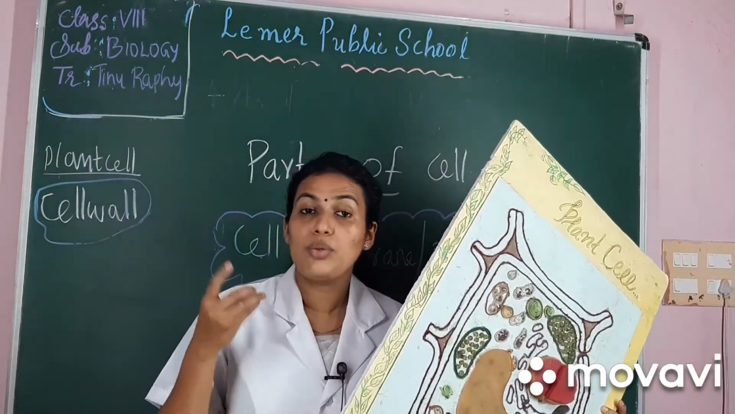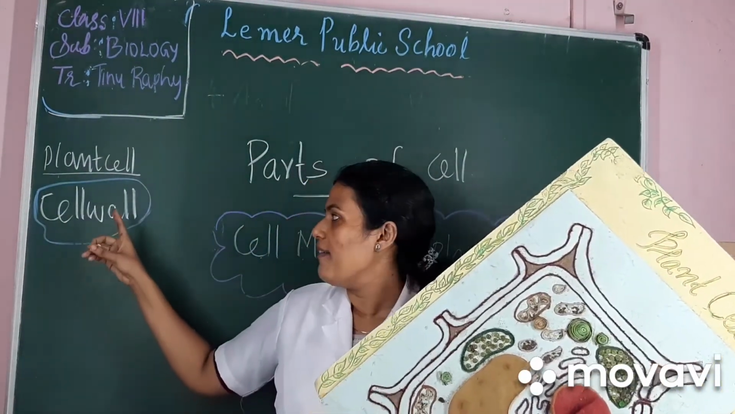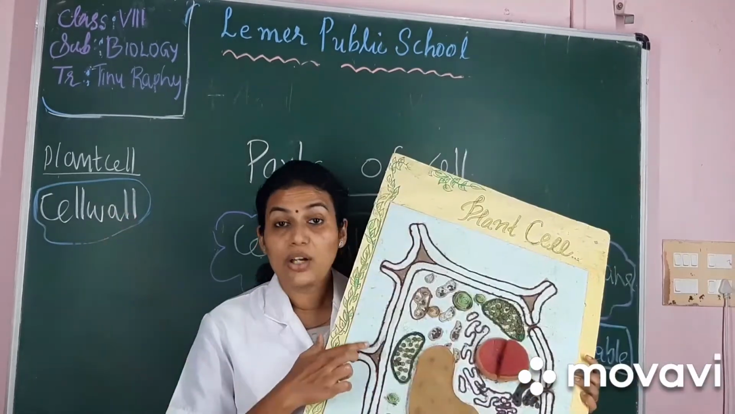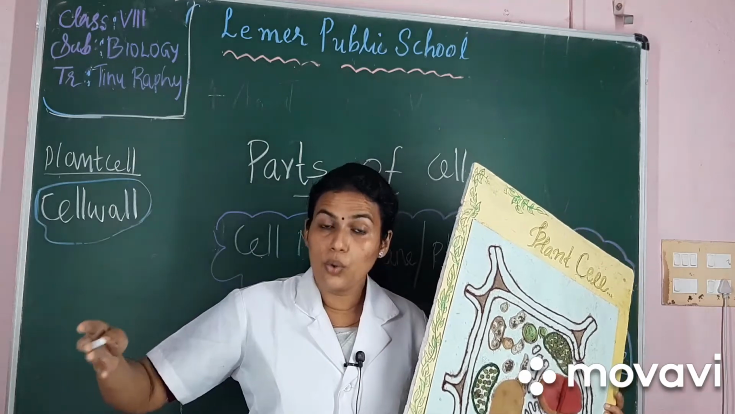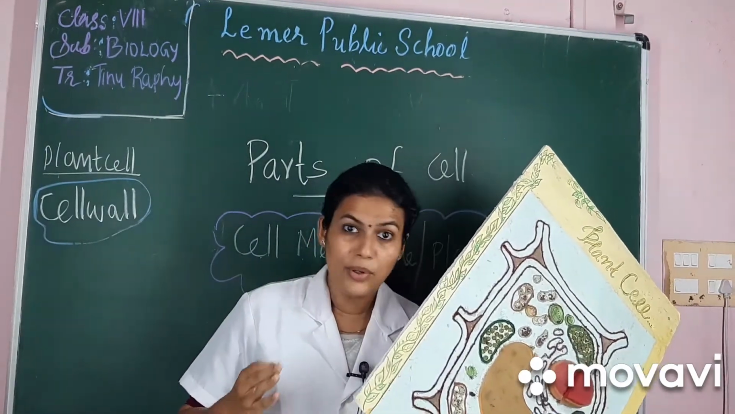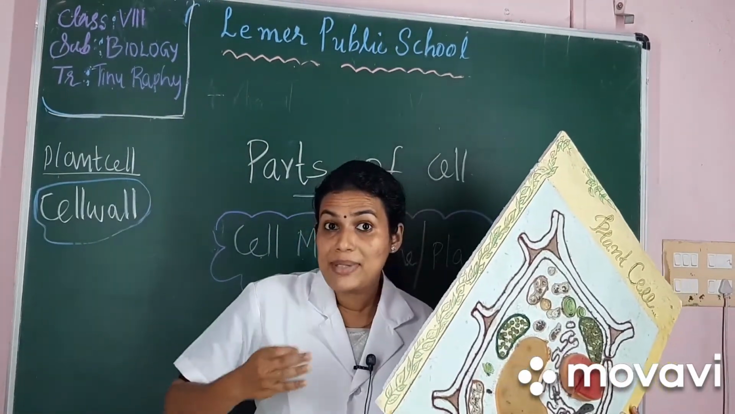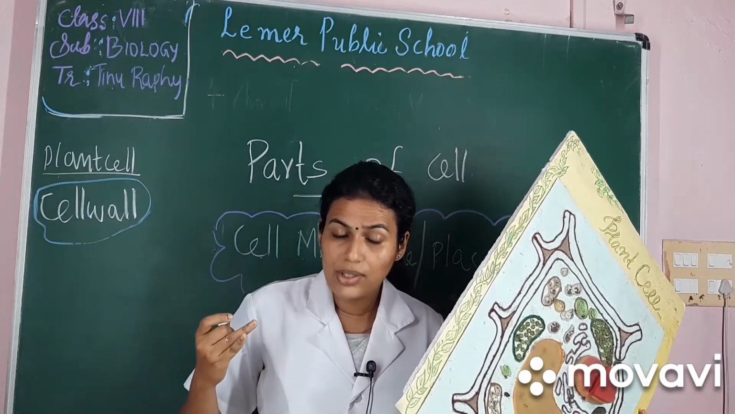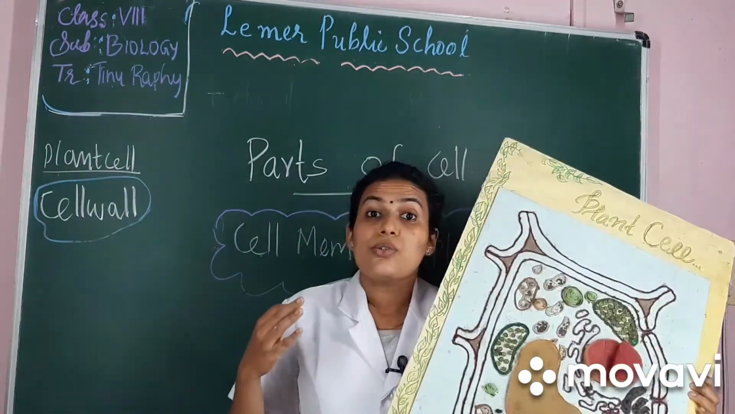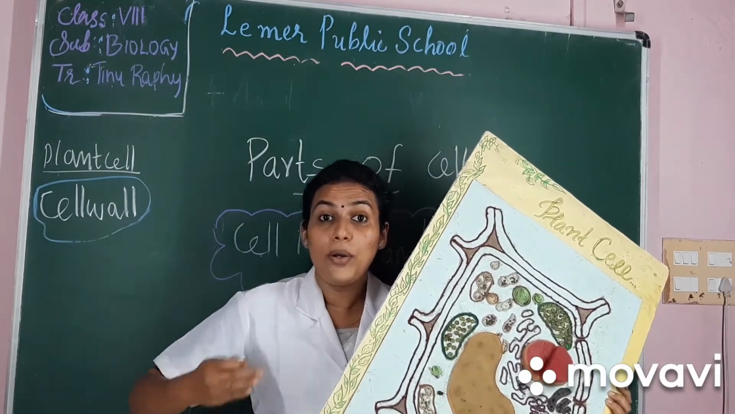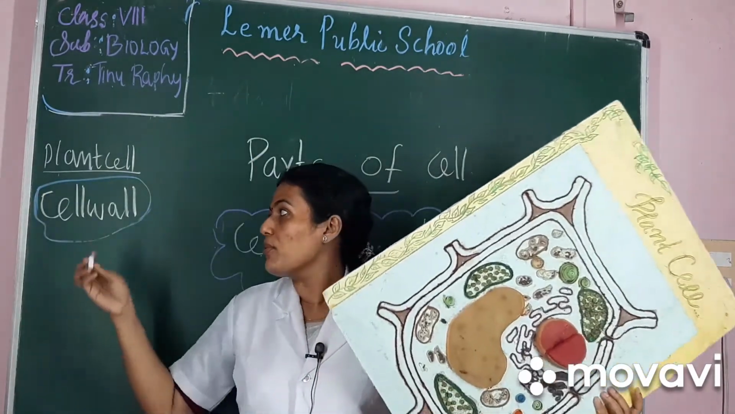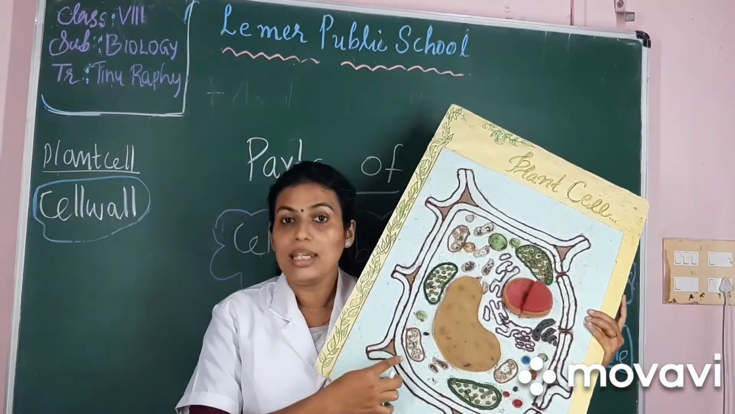Now you may be wondering why this plant cell only has a cell wall, isn't it? Because we know the plants don't move from one place to another place. So plants need special protection in order to protect themselves from wind, temperature, atmospheric moisture, etc. So this cell wall gives the cell more protection. So that is the reason for the presence of cell wall in plant cell.